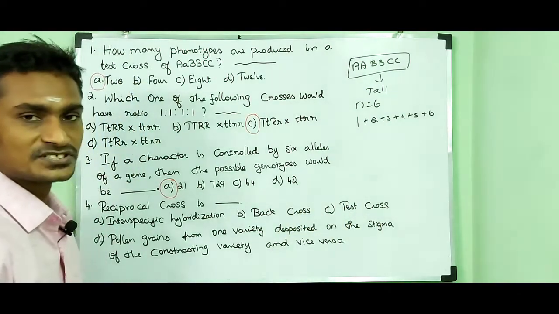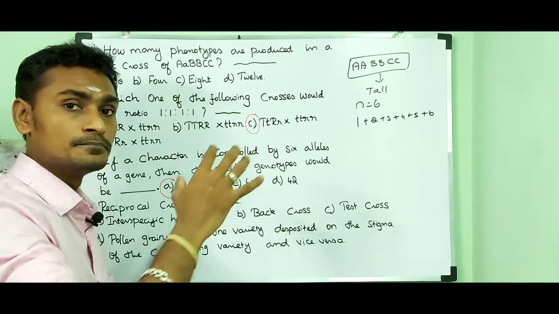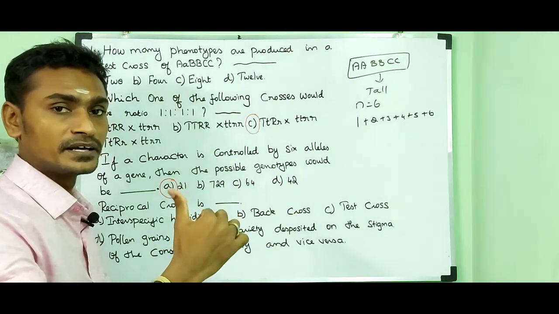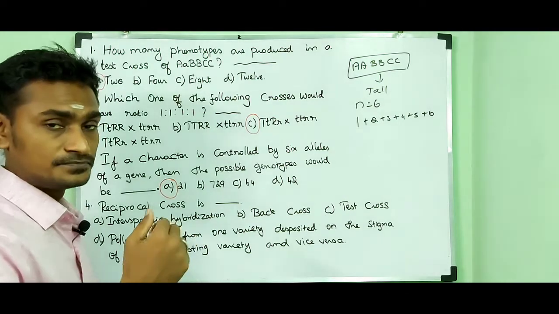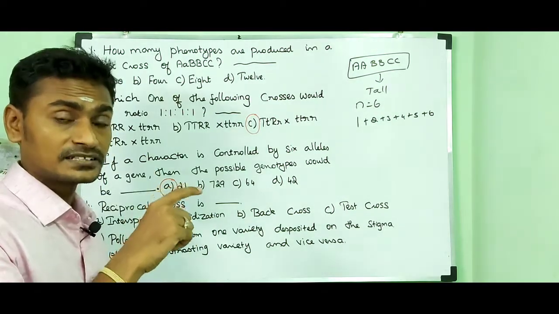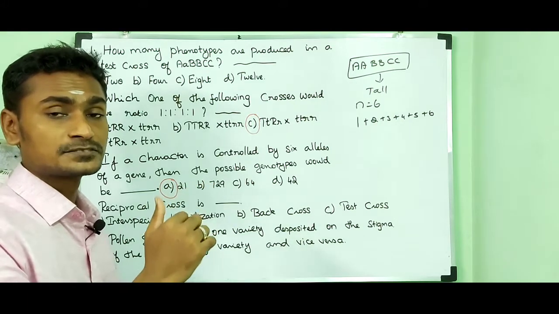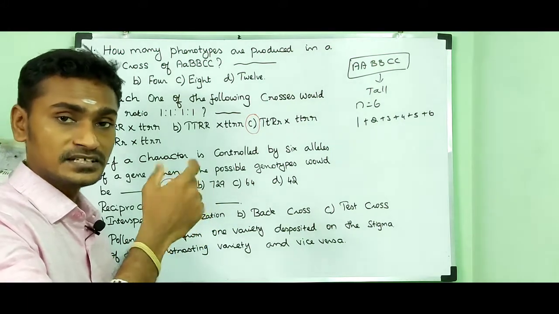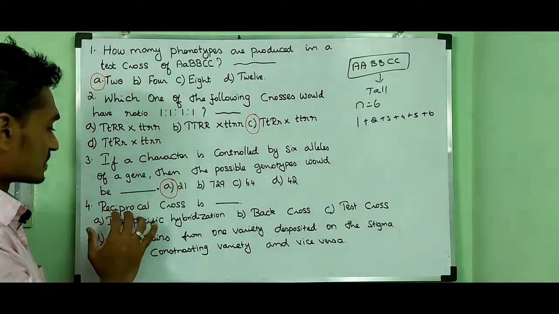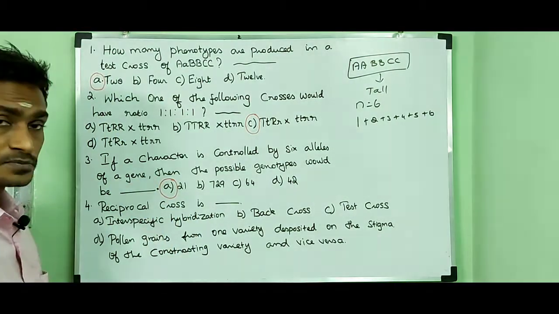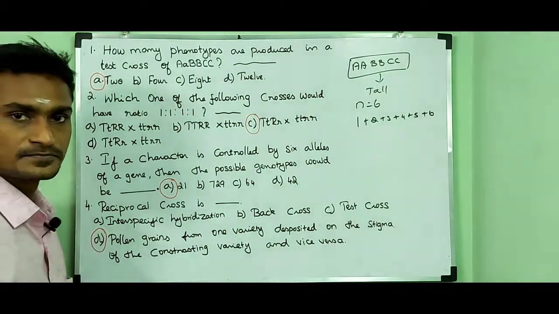So option D: pollen grains from one variety deposited on the stigma of the contrasting variety and vice versa. In the first experiment, one parent acts as the male and the second parent acts as the female. In the second experiment, the parent which acted as the male in the first experiment acts as the female, and that condition is called reciprocal cross. So the right option is D.